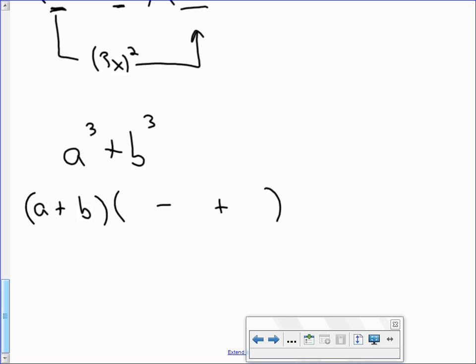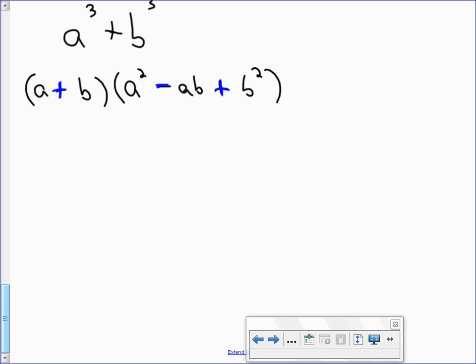That's the only difference. So really what happens is they look exactly alike, but just the signs are different. Okay, otherwise these 3 things are all the same. This is still going to be a squared, this is going to be a times b, and this is going to be b squared. Okay, so if you compare them side by side, you can see that the only difference is what these are. This is plus, minus, and plus. Okay, let's try one.